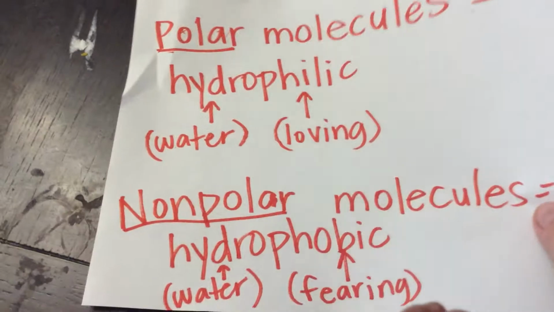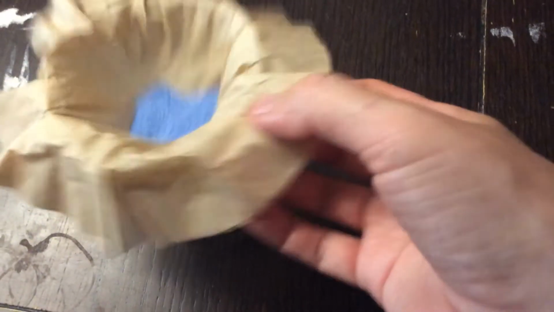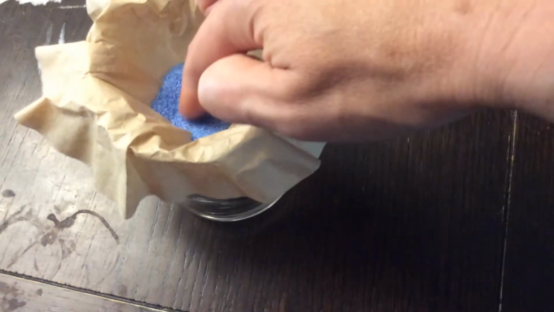So the experiment that you guys are going to do today involves a sand that has been treated with a material that makes it hydrophobic. It's called hydrophobic sand. And so this sand is water-fearing. And the fun thing about it is that when I drop a droplet of water in there, you can see the water droplet just hangs out on top. Because the water is polar and the sand is nonpolar.